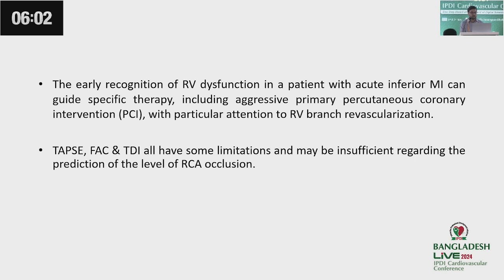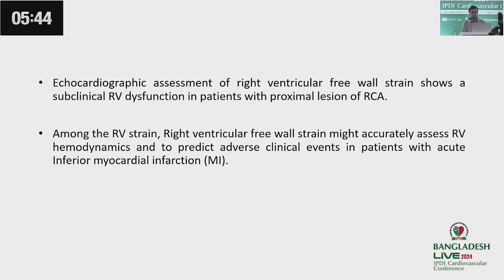We usually use conventional echo parameters like tricuspid annular plane systolic excursion, fractional area change, or tissue Doppler imaging to detect RV dysfunction, but they all have some limitations and may be insufficient regarding the prediction of the level of RCA occlusion. On the other hand, the echocardiographic assessment of right ventricular free wall strain shows subclinical RV dysfunction in patients with proximal lesion of RCA.